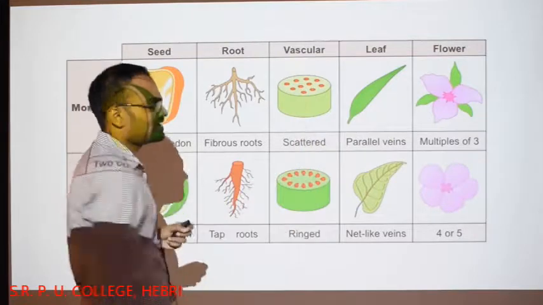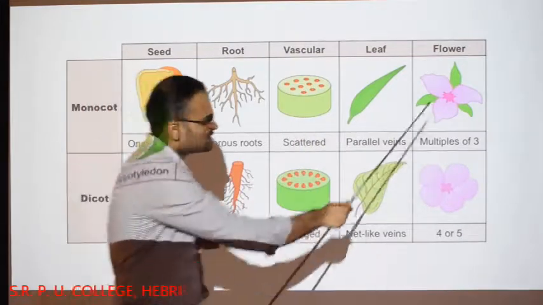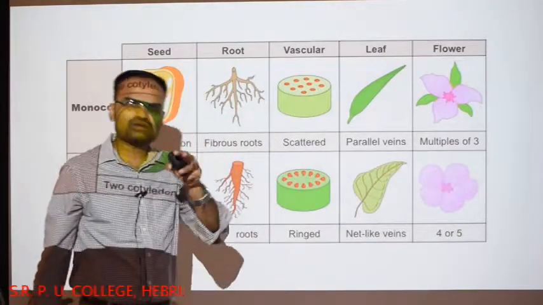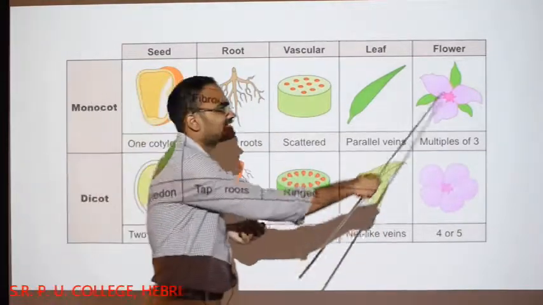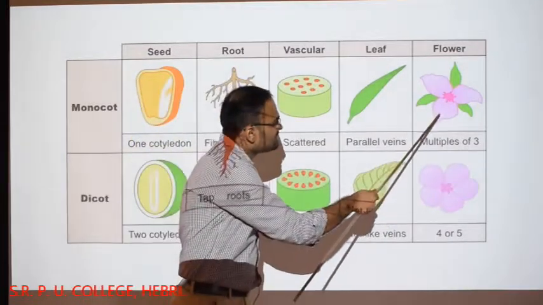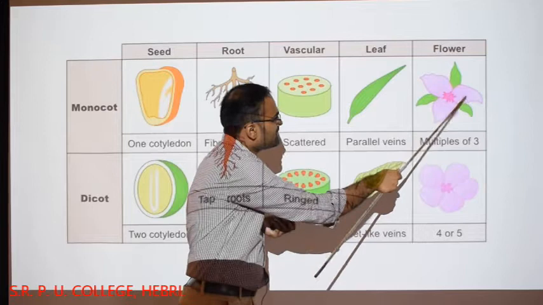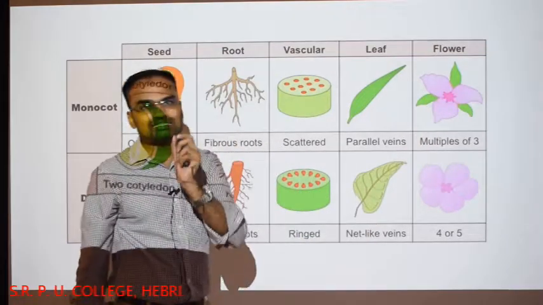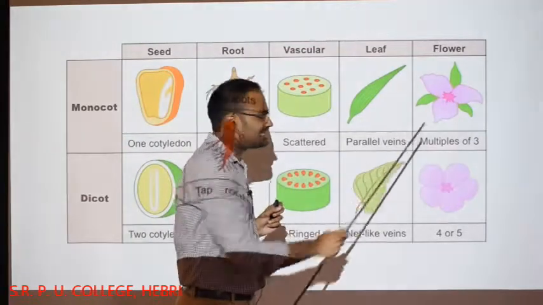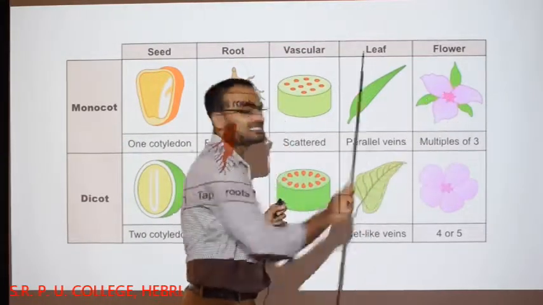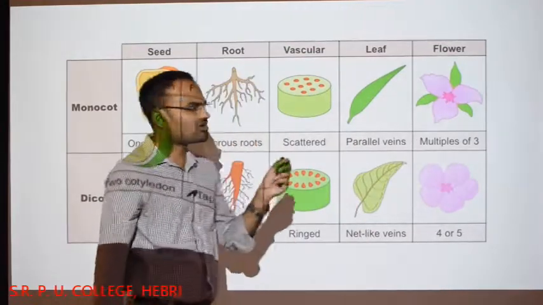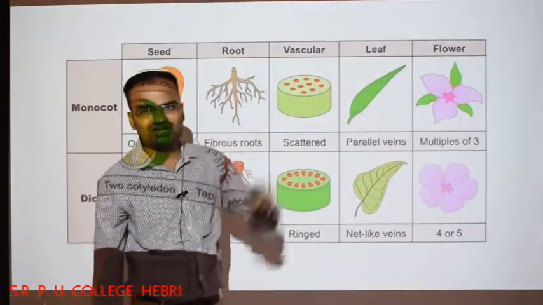If you observe the flower, in case of monocot, the flower parts are multiples of 3. That means 3, 6, 9, like that. What is that? These colored parts, pink colored parts, are called the petals of the flower. Okay, petals. These petals are present 3 in number. Like that, these green parts are called the sepals. These sepals are also present 3 in number, or else they may be present in multiples of that.